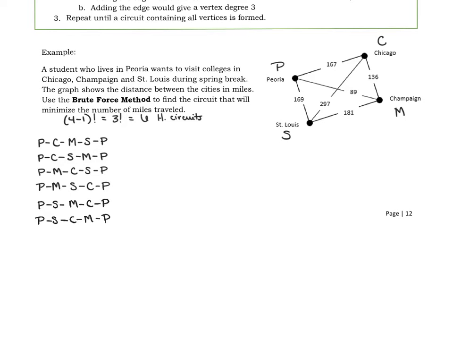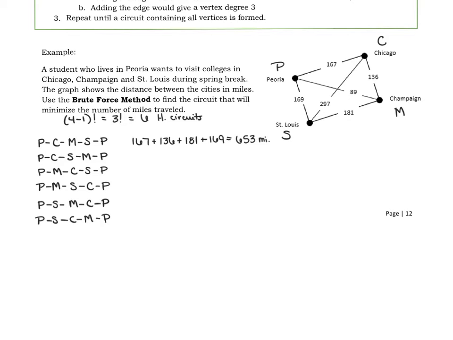Now in each of these cases, what we need to do is figure out the cost of traveling in that order. So for this first one, Peoria to Chicago, that's, not a cost, sorry, these are distances. 167 miles to travel from Peoria to Chicago. From Chicago to Champaign is 136 miles. From Champaign to St. Louis is 181 miles, and then back to Peoria is 169 miles, for a total of 653 miles traveled.